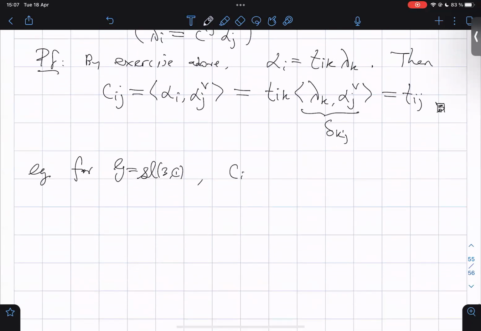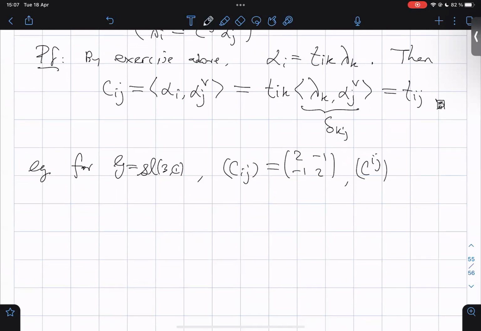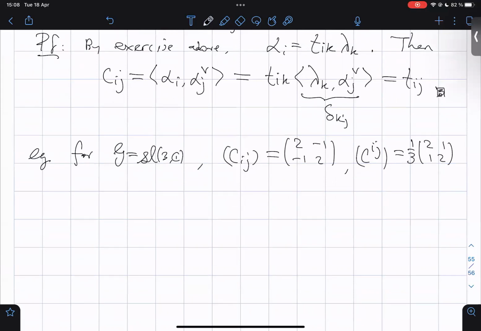Okay, remember that we had computed 2, minus 1, minus 1, 2. So this is for the Cartan matrix. Remember, originally when we were doing the pairing between alpha i and alpha j, there was this factor of 1/6. We don't care about the 1/6, we're using the Cartan matrix now. You get its inverse. You get that. Here you don't want to get rid of the 1/3, that is important.